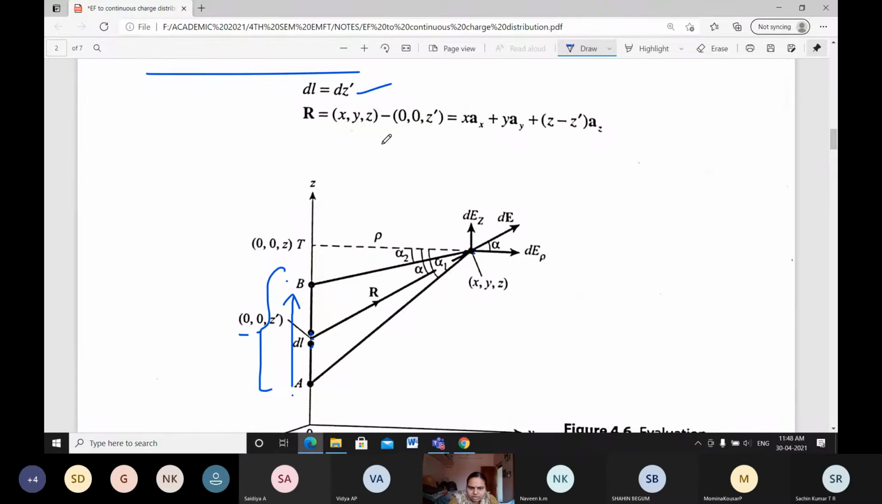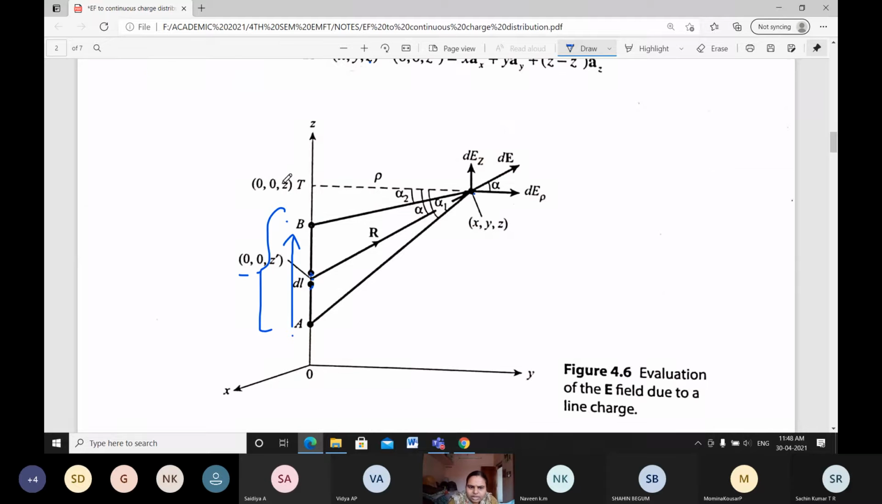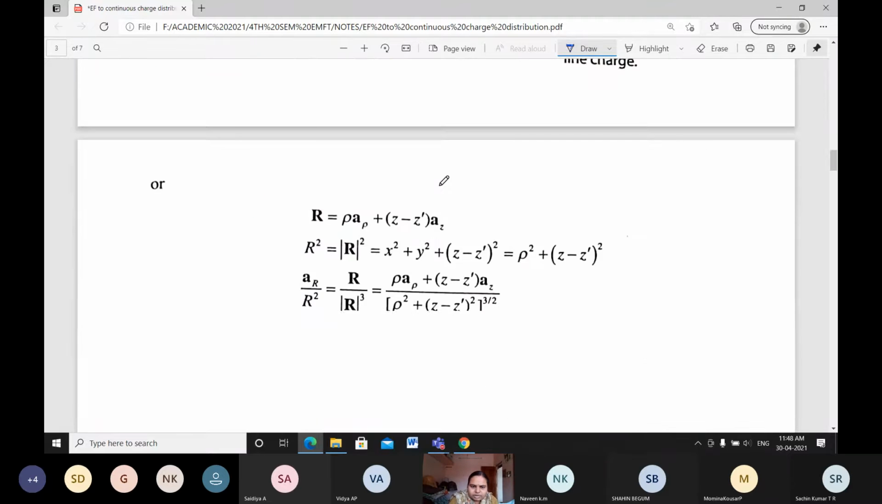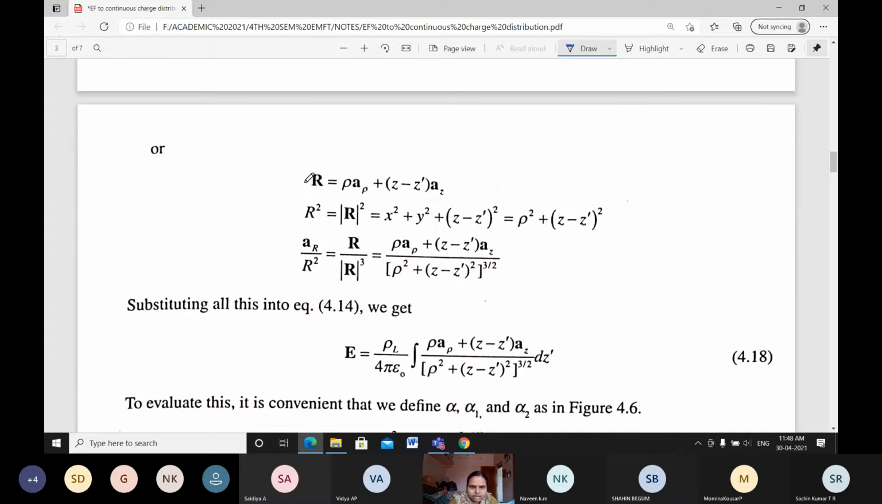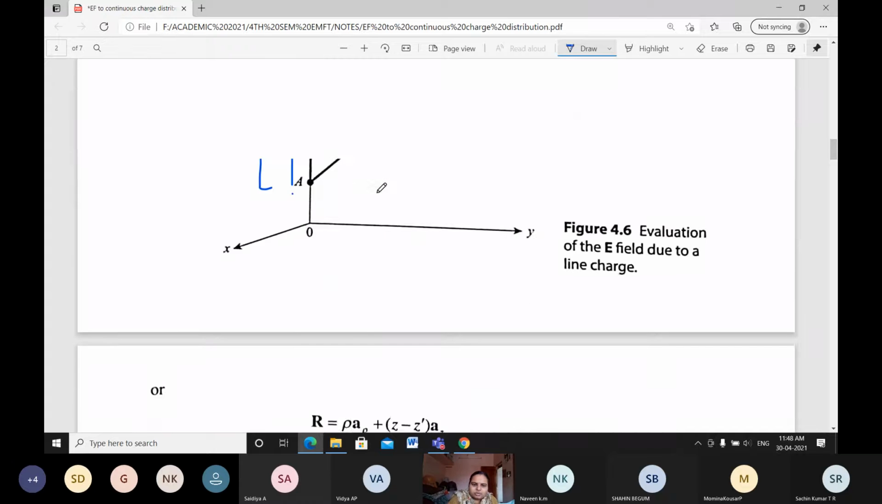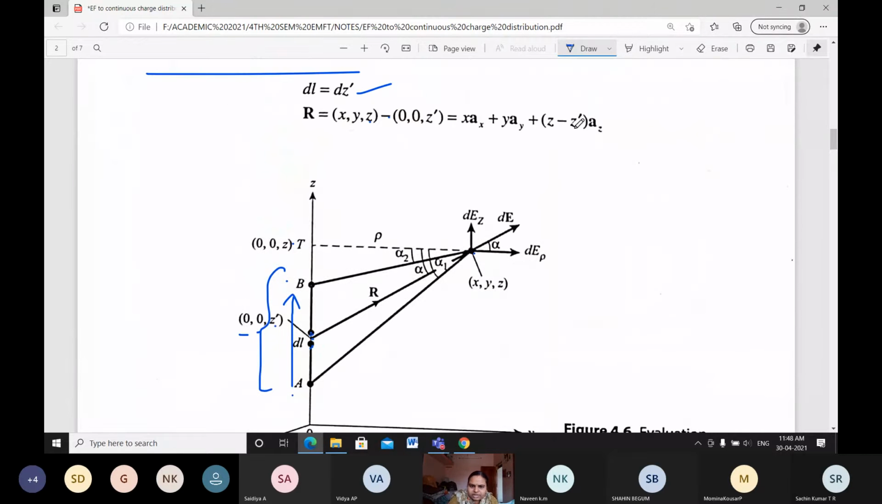For this x, y, z to the dl, that is 0, 0, z dash, so x, y, z minus 0, 0, z dash I can write as x unit vector ax plus y, because y minus 0 again will be written as y, ay, plus z minus z dash az. Then the r I can write here is z minus z dash. Here is z and here it is z dash.